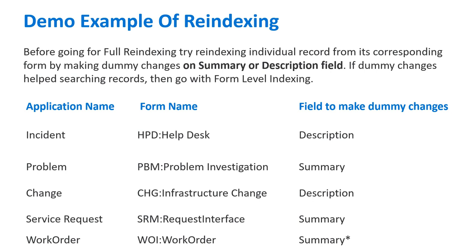So if you make any dummy changes on it, maybe in front of summary, you just put a dot and save that specific record. At the backend, it will create the entry into the FT underscore pending table. Indexer server will pick it up and it will try to perform the indexing. And after a couple of minutes, if that specific entry is searchable, in that case, you can definitely go ahead with the form level indexing.